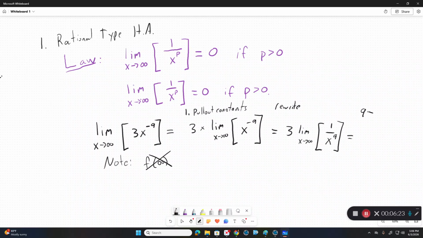And 9 bigger than 0, this is going to be 3 times 0 is 0. And there's our answer. The limit as x approaches infinity of 3 times x to the negative 9 equals 0. Notice, it wasn't until this step right here that I actually ended up using either of these things. So we're going to pull out the constants, we're going to move those around.